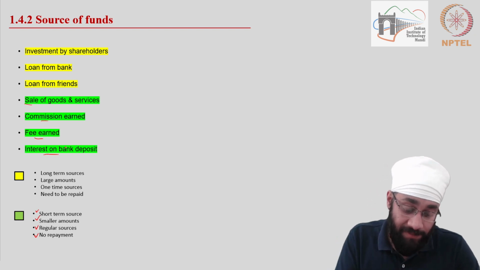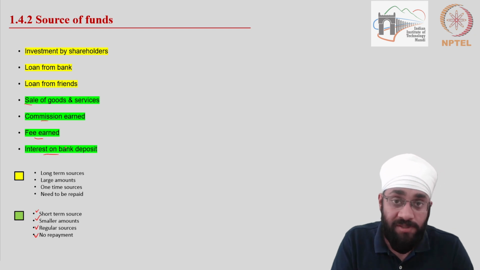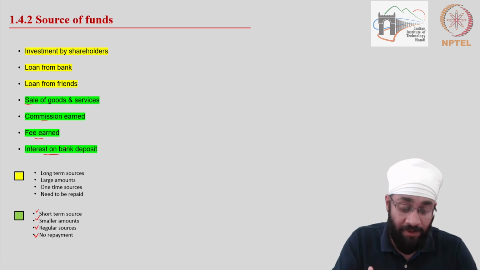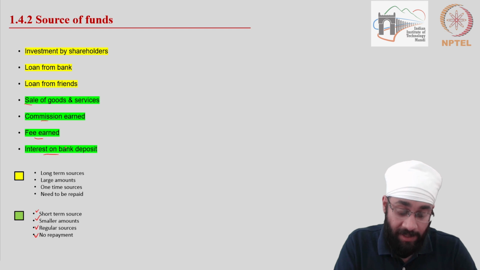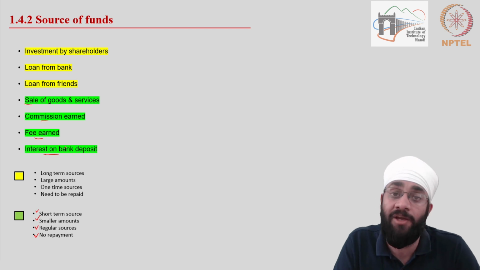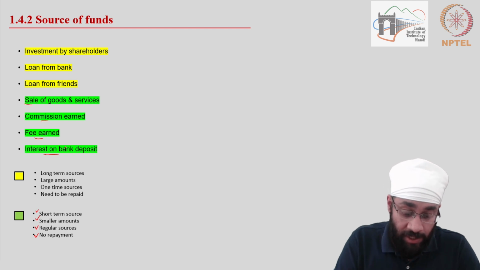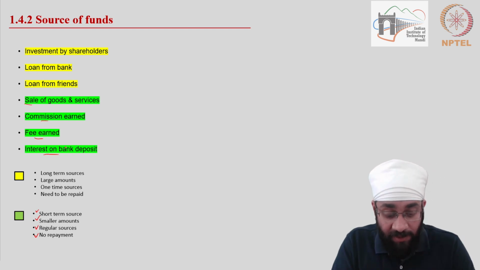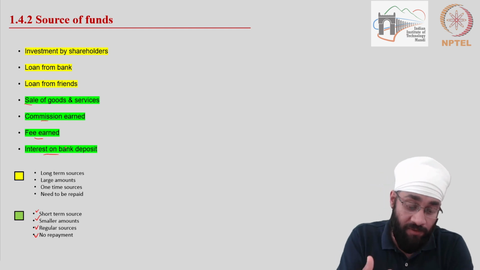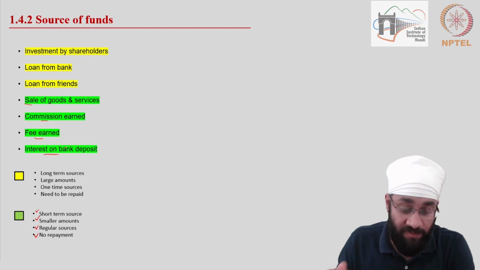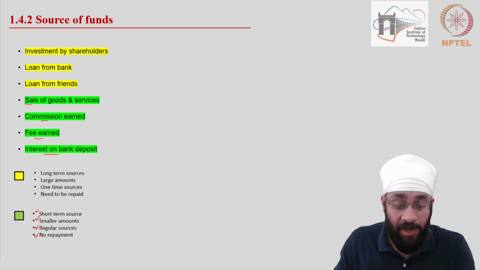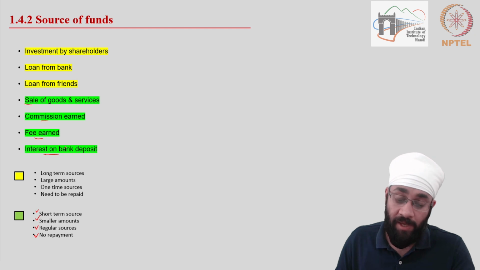So these four items are short-term sources and recurring sources. Regularly you get money, and you don't have to repay this money back. You just give something in return, in exchange. So these are the differences between the nature of the two types of items on the slide, and all the items are source of funds.